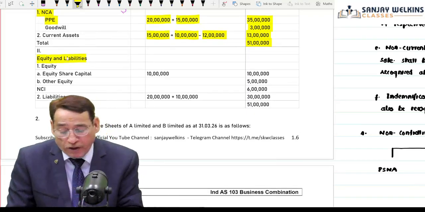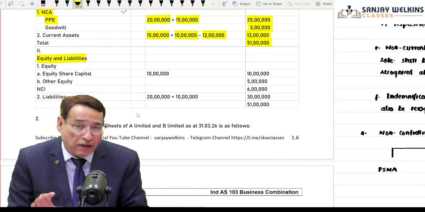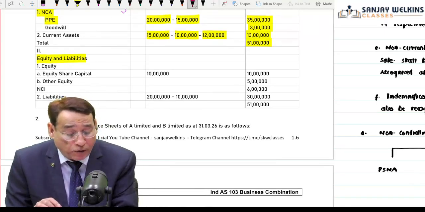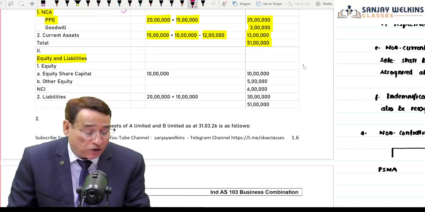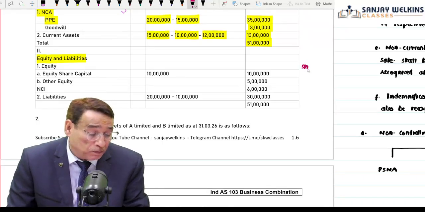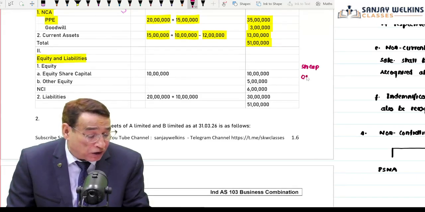Another important point, when you are going to prepare the equity and liability side, it is of paramount importance. While preparing consolidated balance sheet, share capital and other equity of acquiring entity will never ever be written.